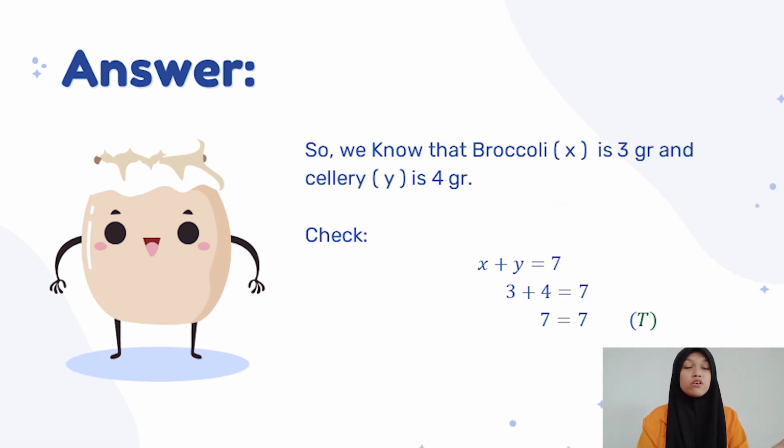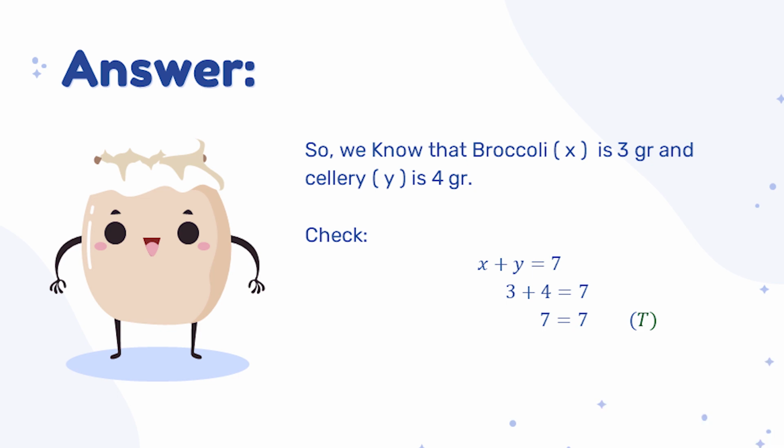If you want to check whether the answer is right or not, we can substitute broccoli x is 3 and celery y is 4 into the second equation. So x plus y equals 7, x is 3 plus y is 4 equals 7. So 7 equals 7 is true.